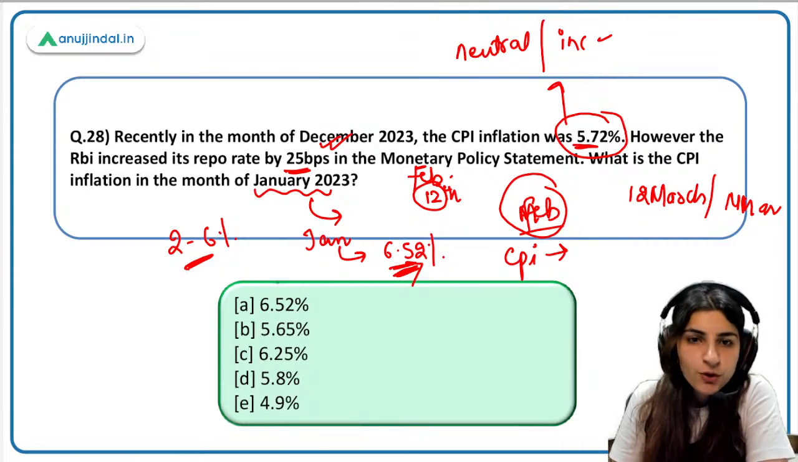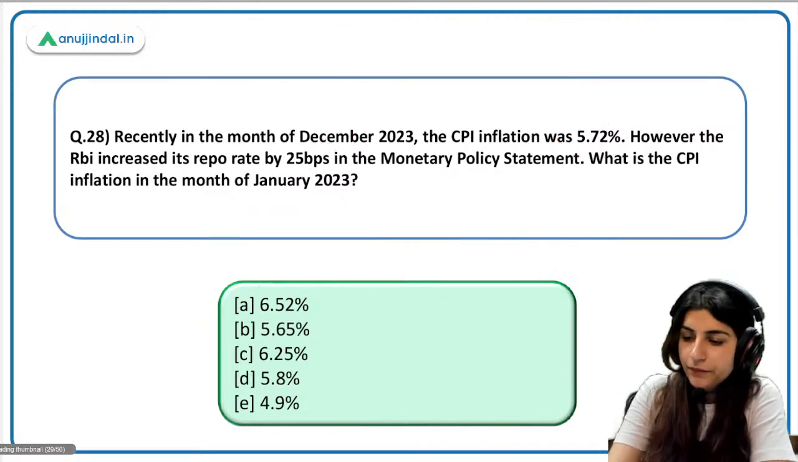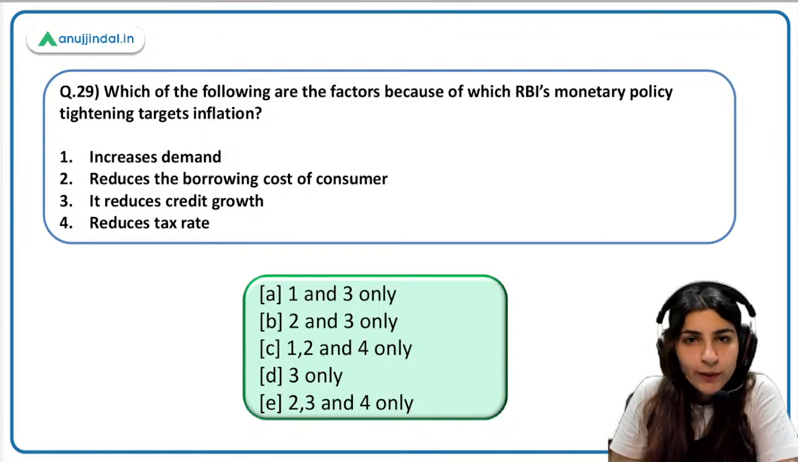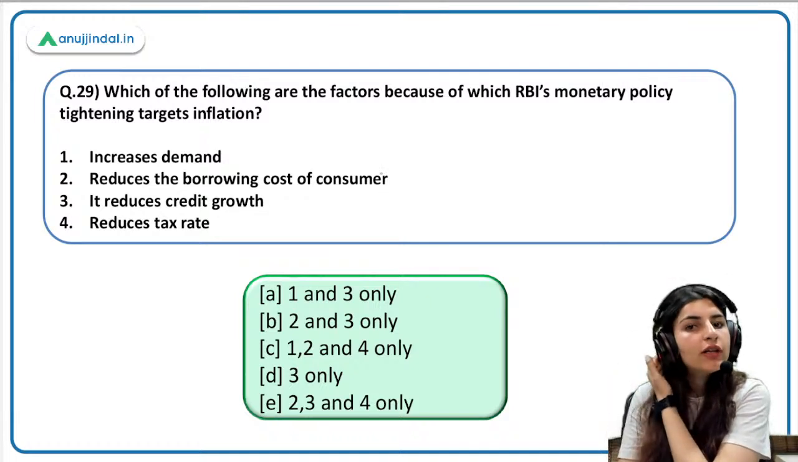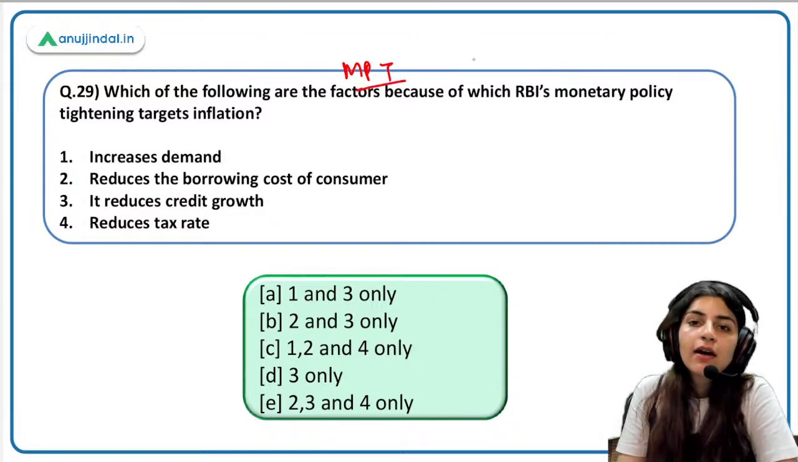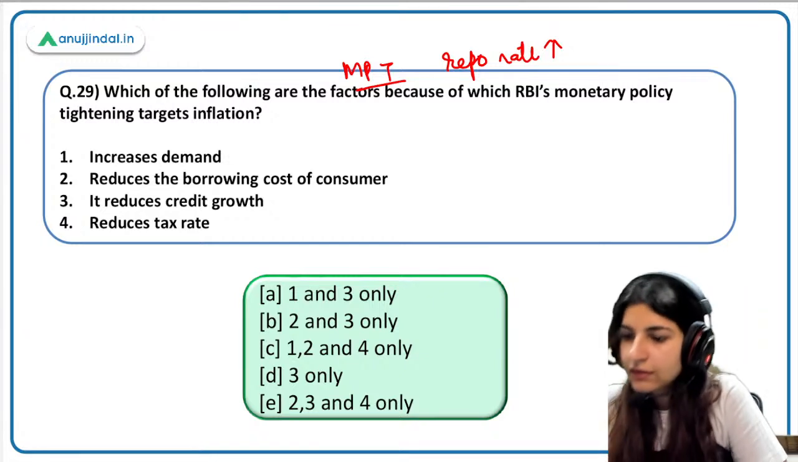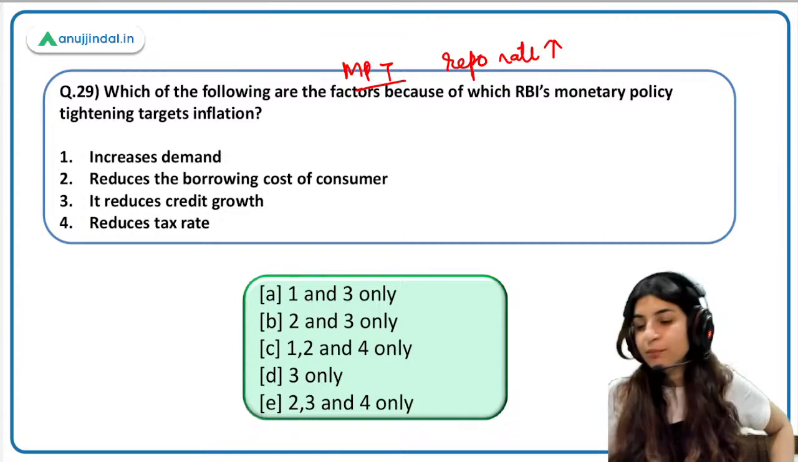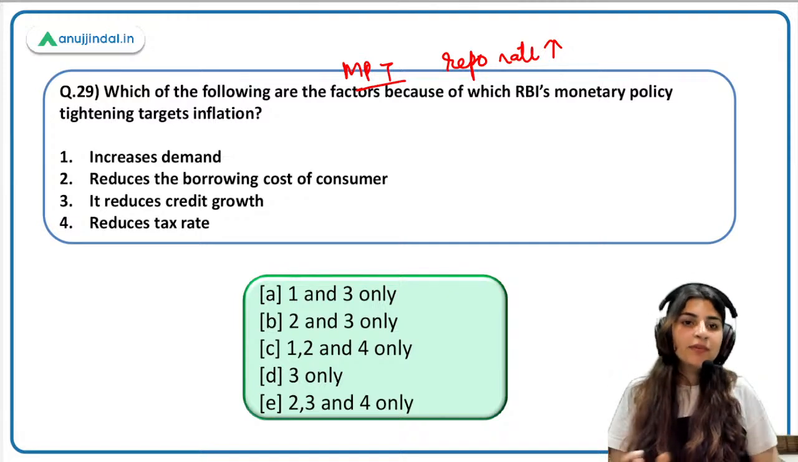Okay, so the correct answer here is A. In the month of January it was 6.52. Okay, now which of the following are the factors because of which RBI's monetary policy tightening targets inflation? Monetary policy tightening हो रही है means repo increase हो रहा है. Now decreased to 6.44%. That is correct. In February, the inflation, the CPI is 6.44%. You are absolutely correct. Okay.